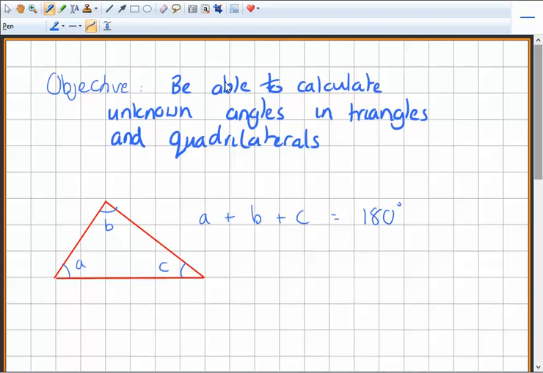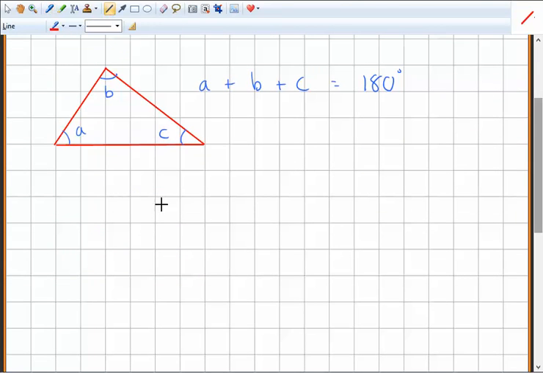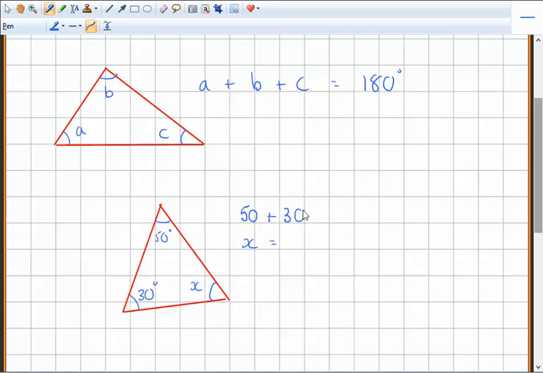So, for instance, if we have a triangle, and I say this angle is 50 degrees and this angle is 30 degrees, the angle that's missing, if I call it x, x will equal 100. 50 plus 30 plus x should equal 180 degrees. 50 plus 30 is 80, and 180 minus 80 is 100.